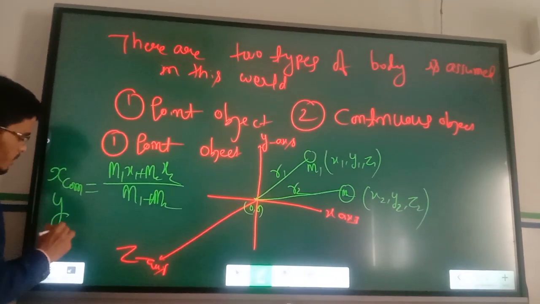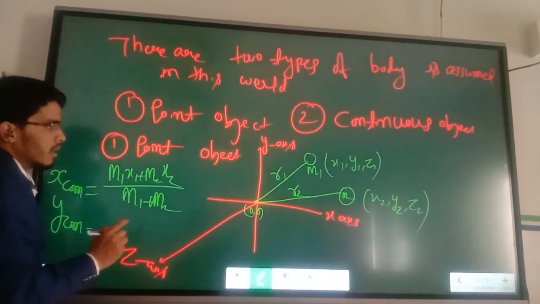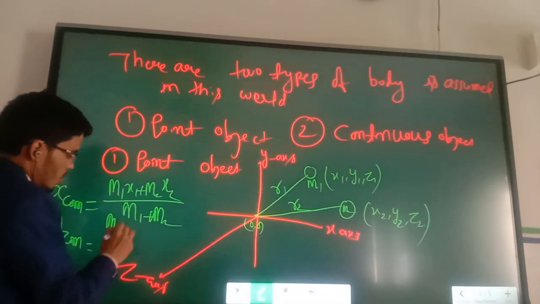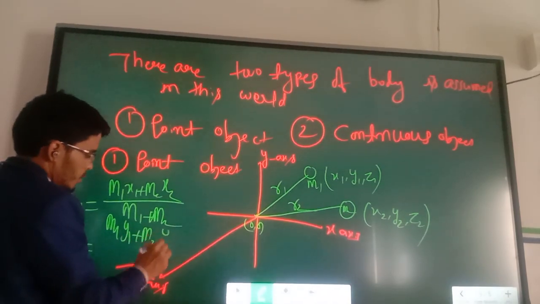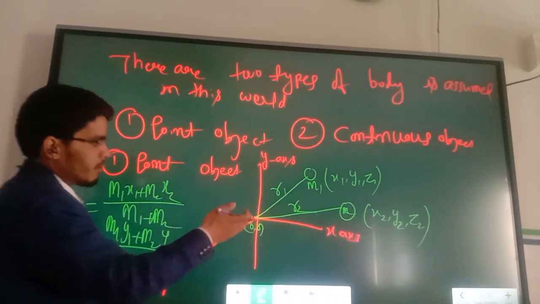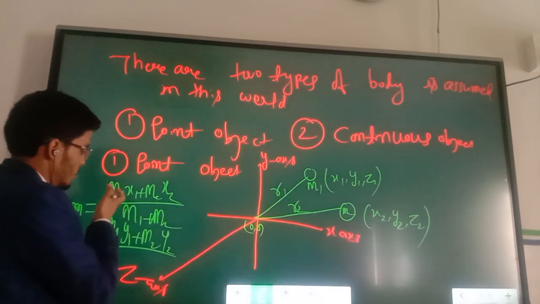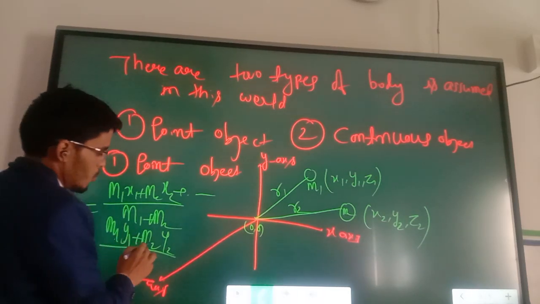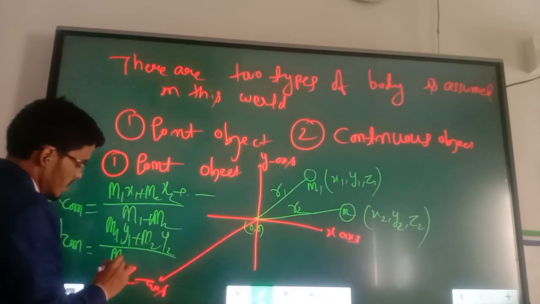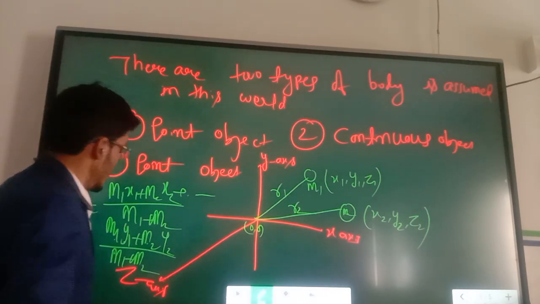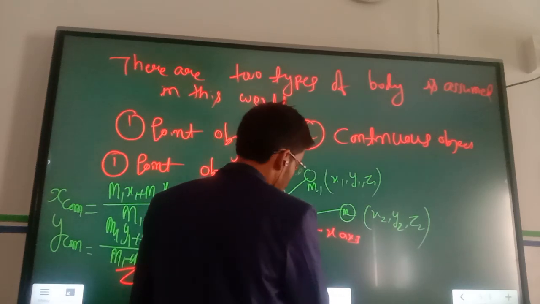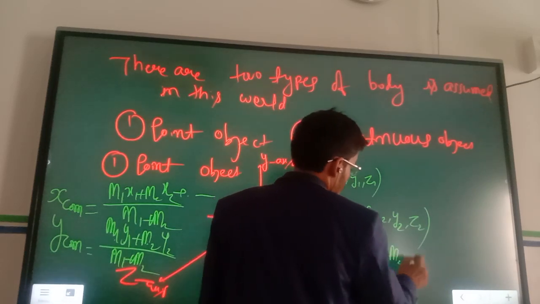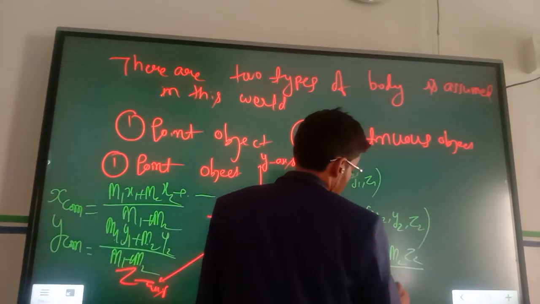And here y center of mass is basically for point mass. I have assumed that it is a point mass. So here y center of mass is m1y1 plus m2y2 upon m1 plus m2. If there are many particles present, then we continue like m1x1 plus m2x2 plus m3x3, and so on. And z center of mass is m1z1 plus m2z2 upon m1 plus m2.